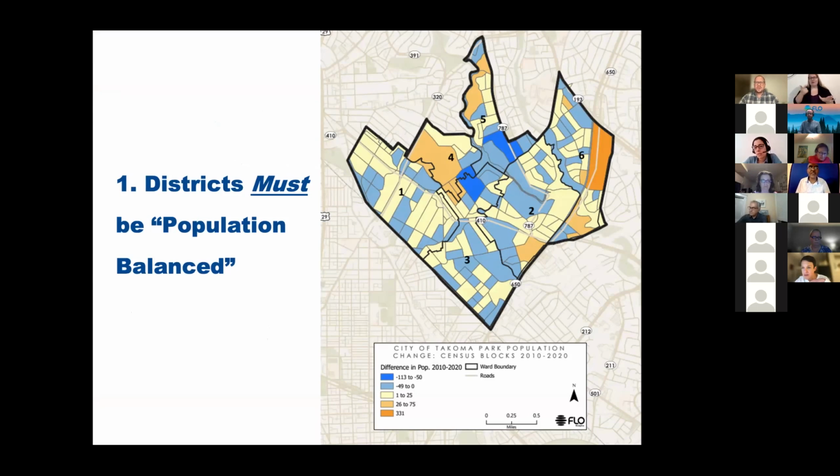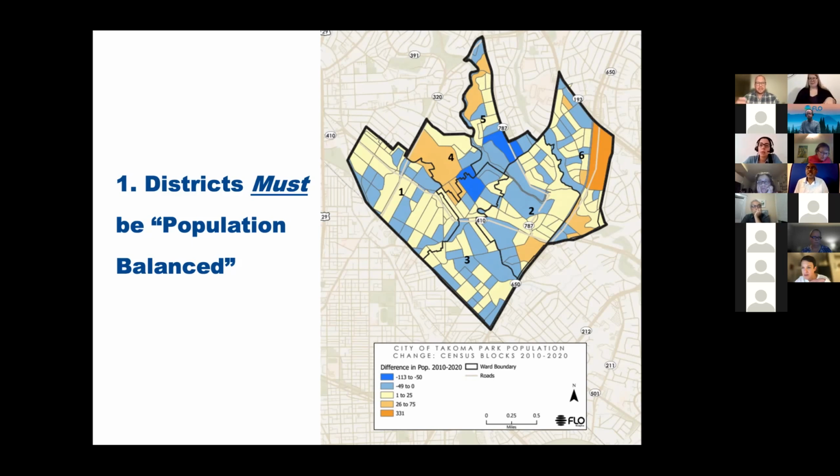For this first one, districts must be population balanced. The map that you see on the screen, maybe you have seen it in the redistricting portal if you've visited that website. But this shows the difference in population by census block from 2010 to 2020, over 10 years from one census to the next. And you can see that the dark blue and the light blue represent places where population has decreased since 2010. You can see in the yellow, the light orange, and the dark orange areas where population has increased since 2010.